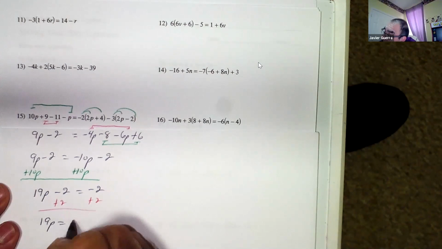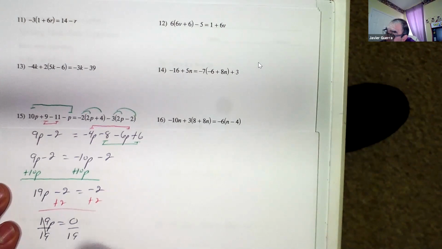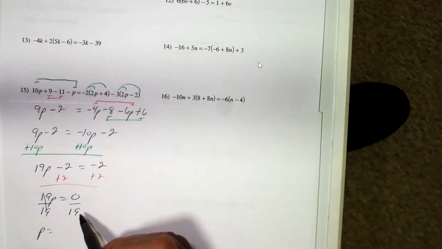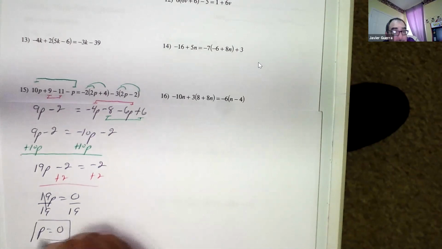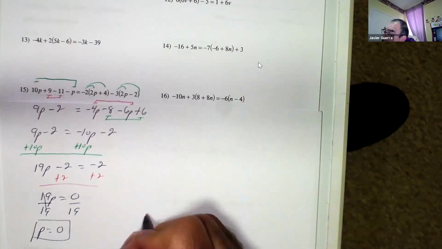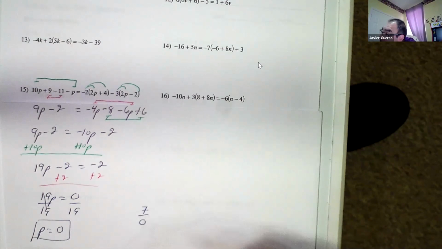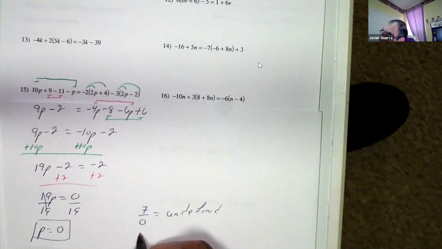And if you divide, okay, so this is a question that I saw in the test. Divided by 19, is it 0 or is it undefined? 0. Excellent. That's right. In the test, when I took it, there was an answer that I think was 7 divided by 0. This is undefined. So any number divided by 0 is considered undefined. It's a rule.